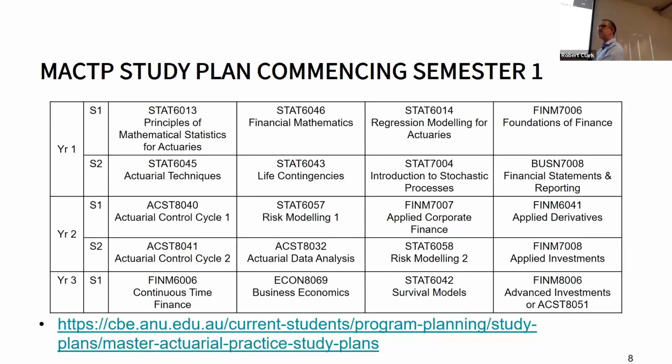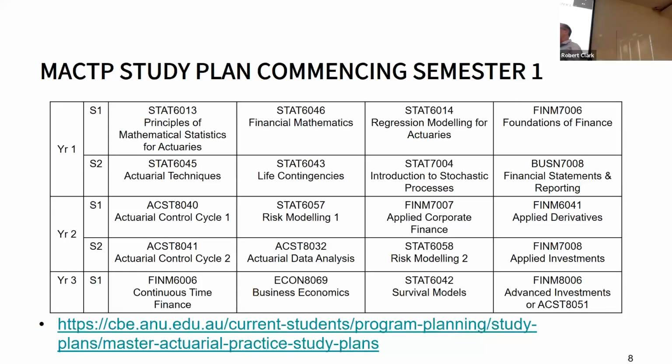So key things are the first semester, really of all of the master's degrees I'm going to talk about. Well, sorry, the actuarial master's degrees start with STAT6013 and 6014. That's our introductory first statistics courses in these degrees. So that's principles of mathematical statistics and regression modeling. And they're then prerequisites for the statistics courses that follow after. There's also in that first semester, in this case, I'm starting in semester 1, STAT6046, which is financial mathematics, and a finance course as well. So you can see this spreads over 2.5 years.